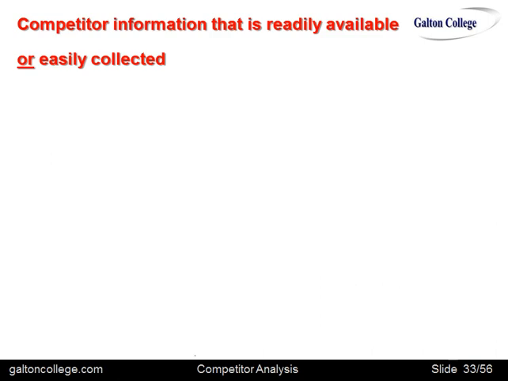Now, competitor information that is readily available or easily collected. We're just going to go through a brief list here of the type of information that is readily available. Competitor sales and profits.